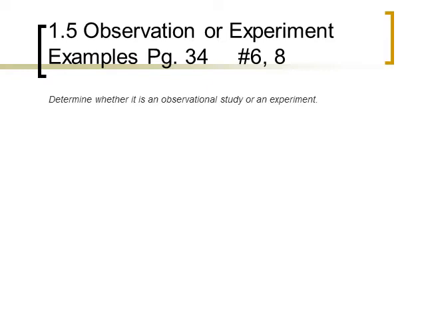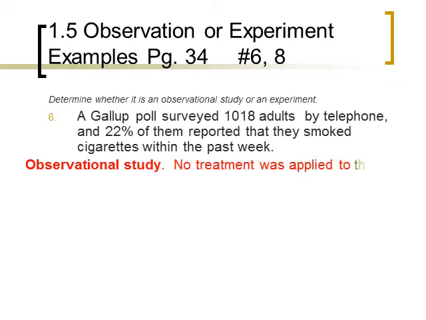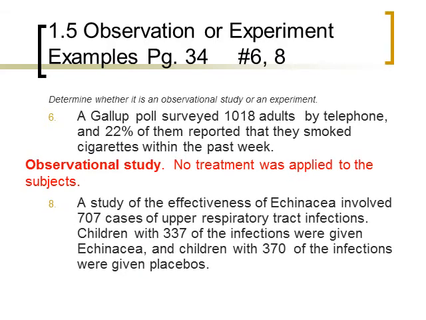On page 34, let's look at a couple of examples where we determine whether the study is an observational study or an experiment. A Gallup poll surveyed 1,018 adults by telephone, and 22% of them reported that they smoked cigarettes within the past week. So is this an observation or an experiment? Well, we need to ask ourselves, is there a treatment being applied or not, or are they just simply measuring results and taking down information? And this is just a poll, so this would be an observational study. No treatment was applied to the subjects, we're just recording information.